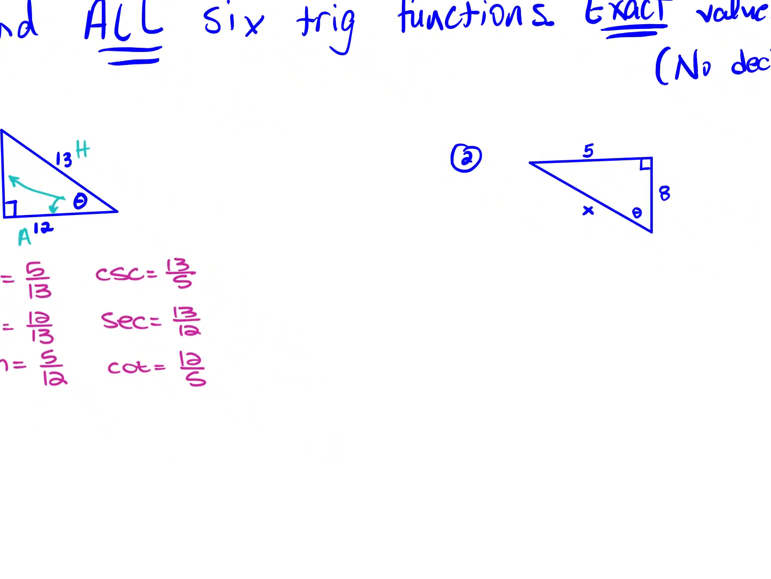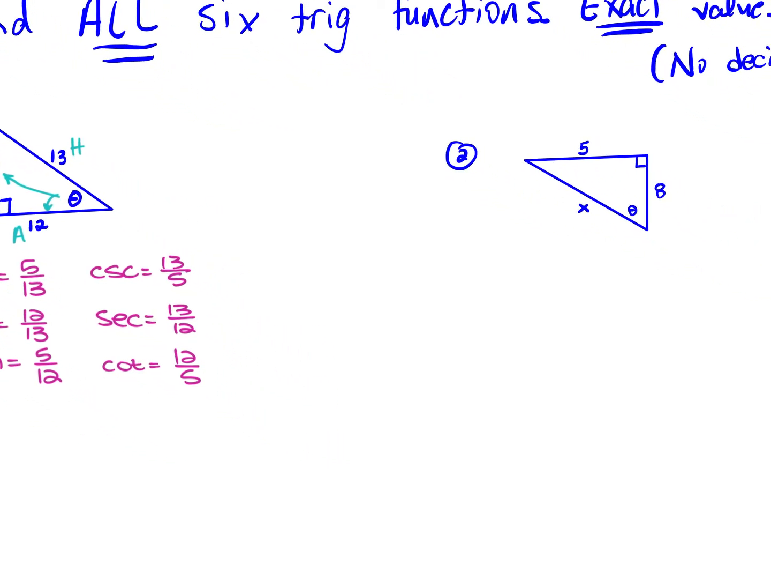For number 2, we're given a triangle that has side lengths of 5 and 8. We are missing that side length that's across from our right angle. So that side length is our hypotenuse, that's our c in a squared plus b squared is equal to c squared. So if we do 5 squared plus 8 squared is equal to c squared. The 5 squared is 25. The 8 squared is 64. If we add the 25 and the 64, that gives us 89. So 89 is equal to c squared.